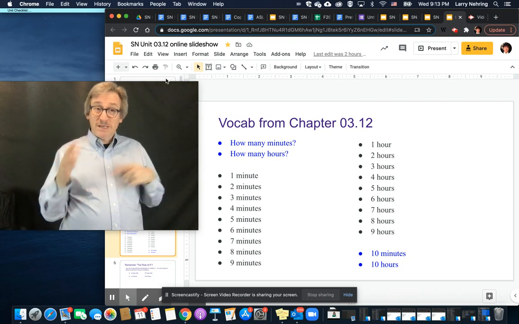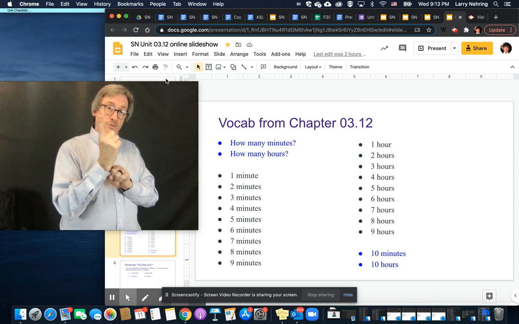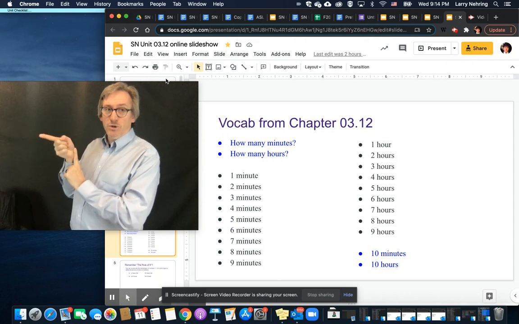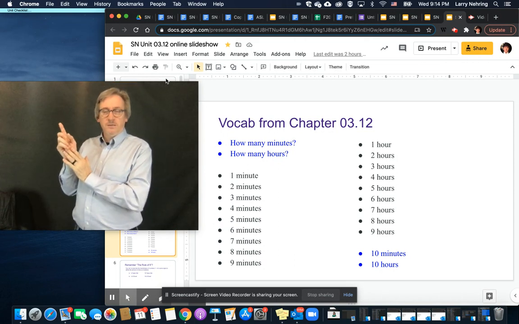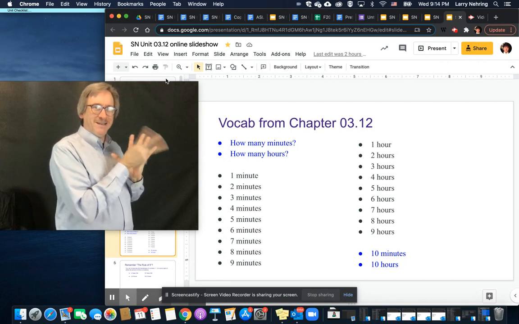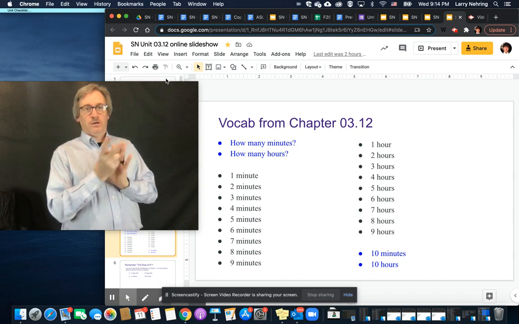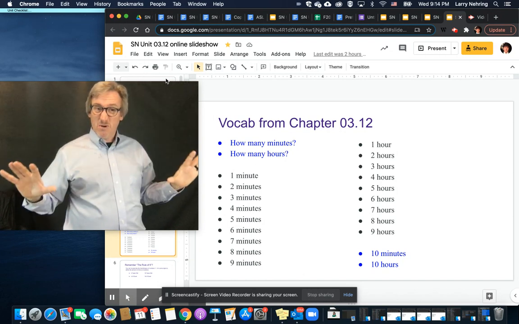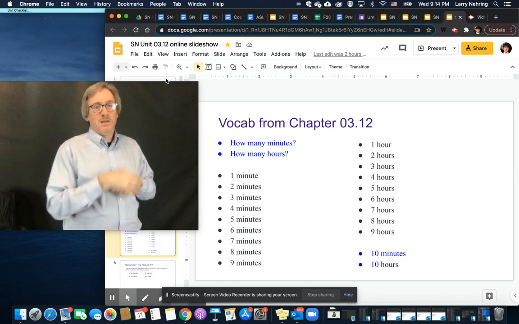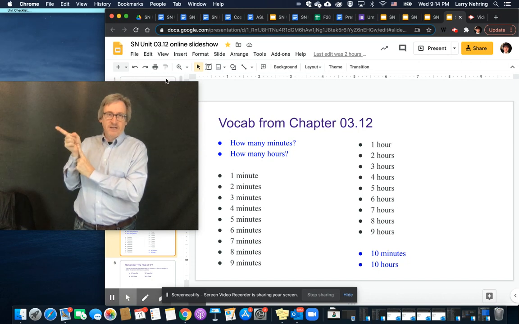Now you notice what I'm doing is I'm using the hand shape of the number. So 1 minute, 2 minutes. Sometimes you will see, I have to turn this way, 1 minute, 2 minutes. Seconds tend to be faster. 1 second, 1 minute. That is the most clear, but the book focuses on using the index finger.